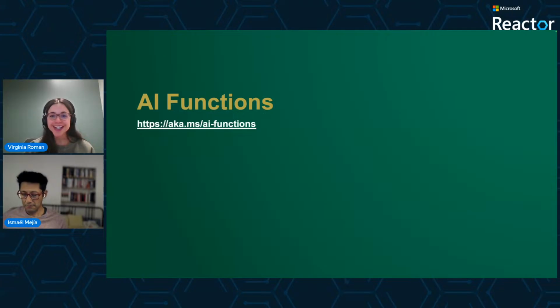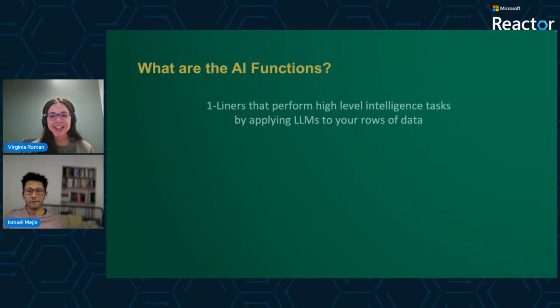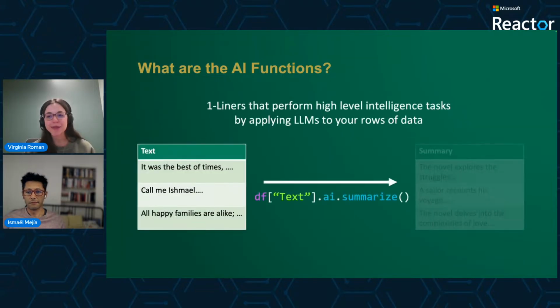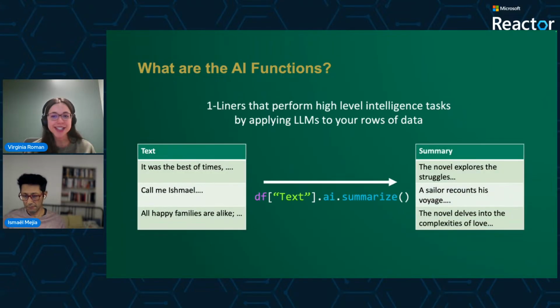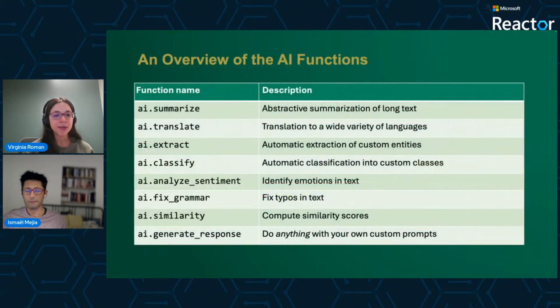In the next slide, AI functions are single-line operations that perform these high-level intelligence tasks by applying large language models to your rows of data. So for example, if you have rows of text, you can call AI.summarize and get a summary for each corresponding row. And in the next slide, we can see all the different functions that are available out of the box today.